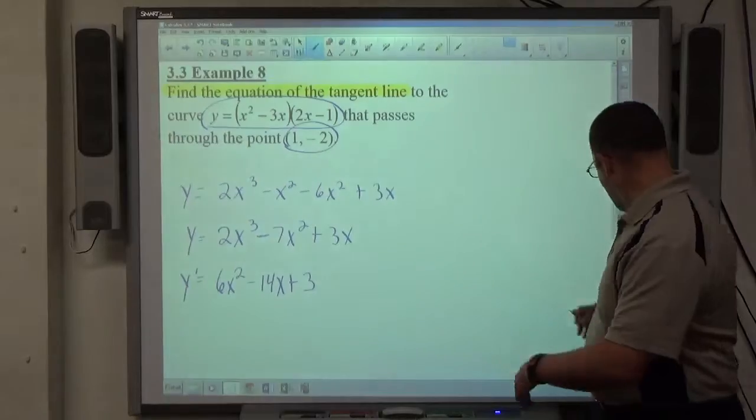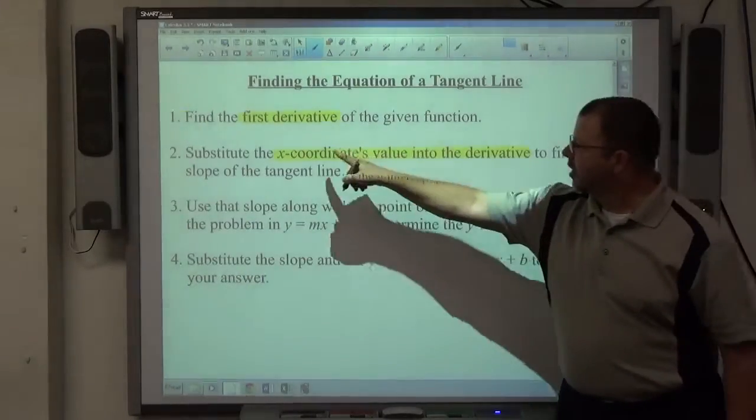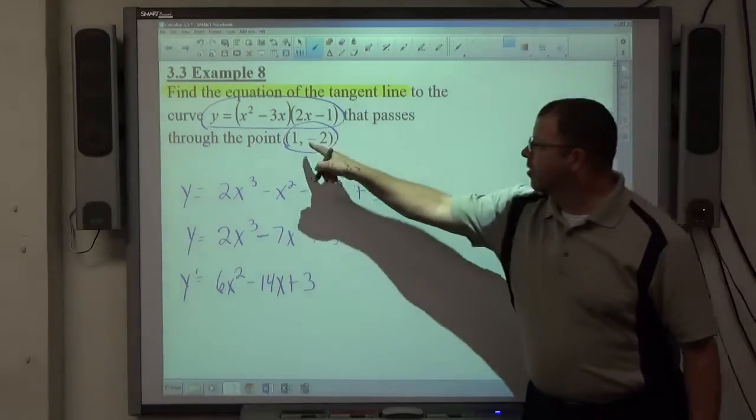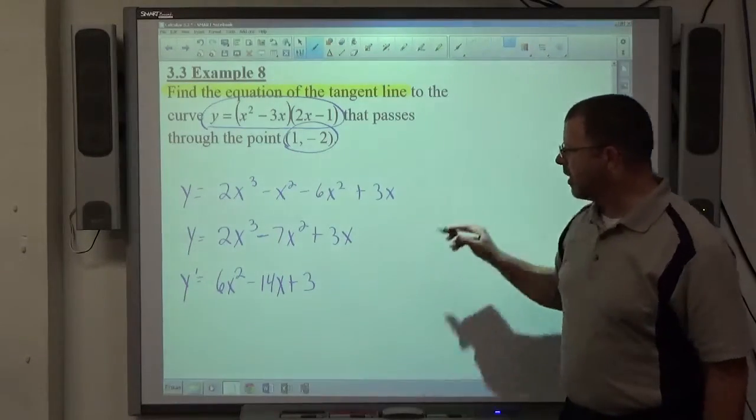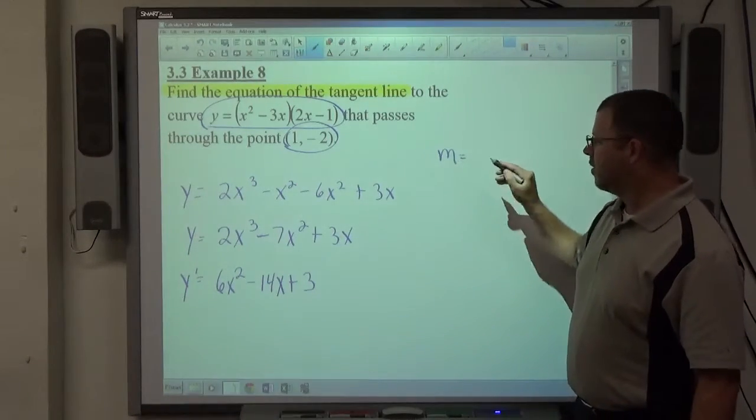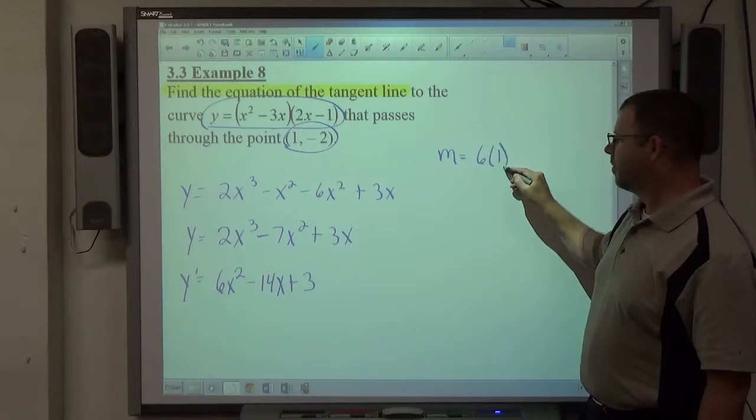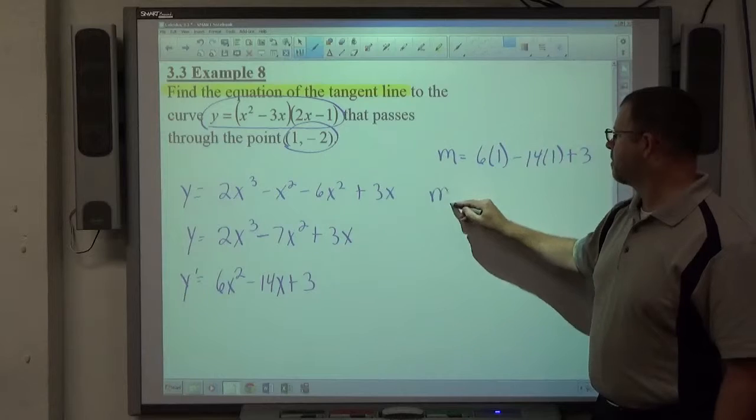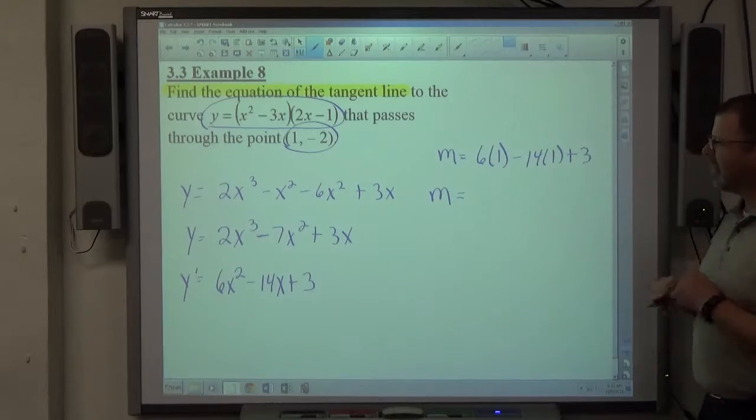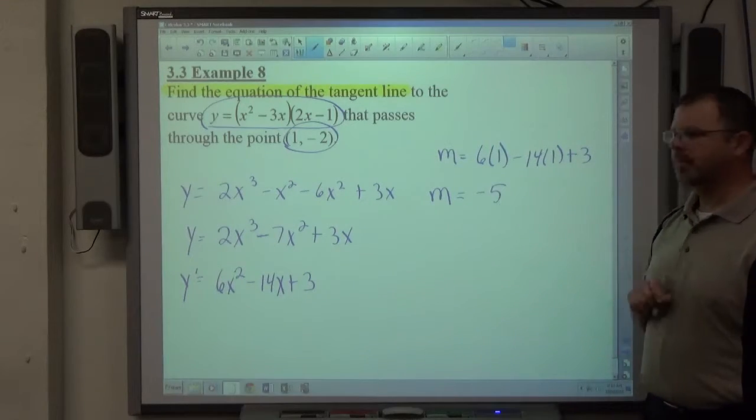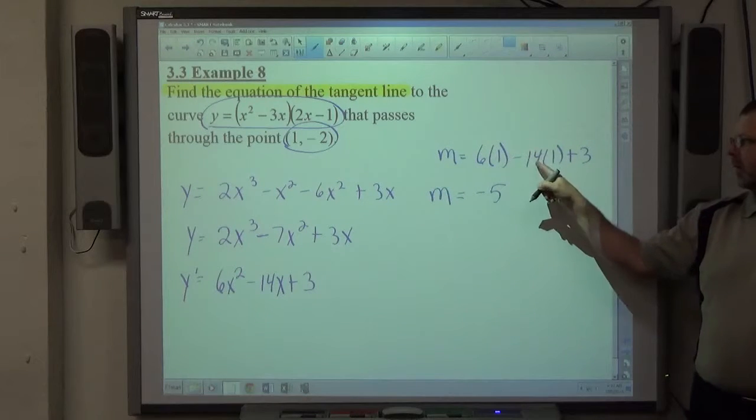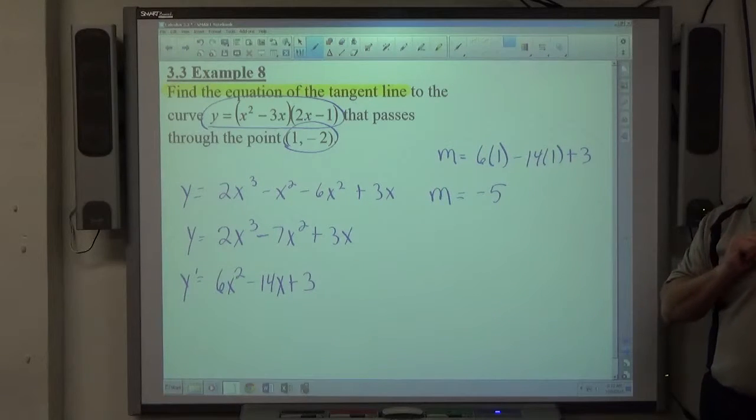So step 2 of the process, again right here, substitute the x-coordinate's value into the derivative to find the slope of the tangent line. My x-coordinate's value is 1. Substitute 1 into that. I'm going to get the slope is going to be 6 times 1 squared minus 14 times 1 plus 3. That's just going to be -5. 6 minus 14, -8 plus 3, -5.